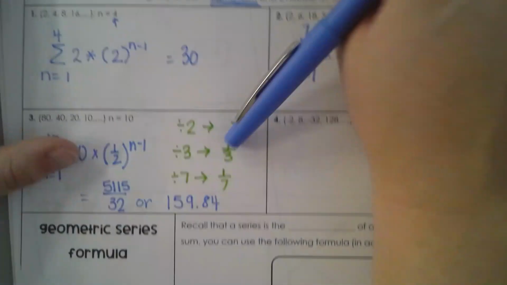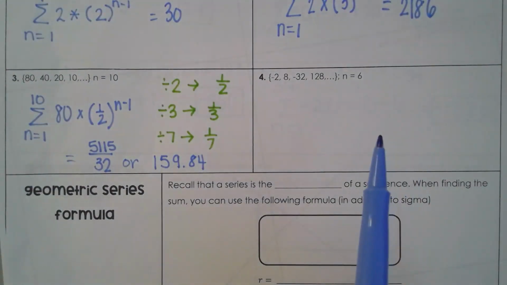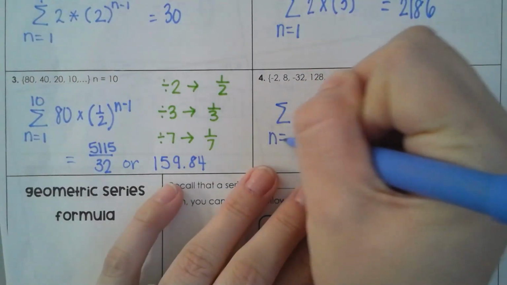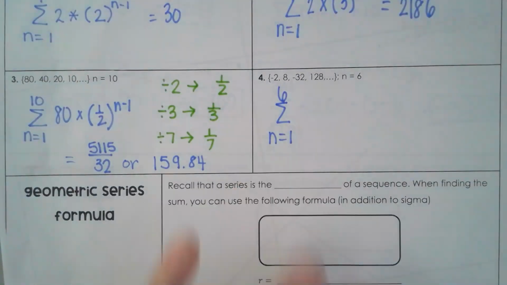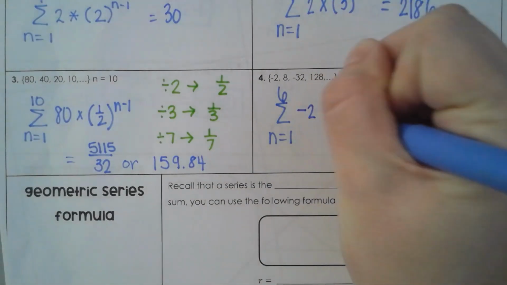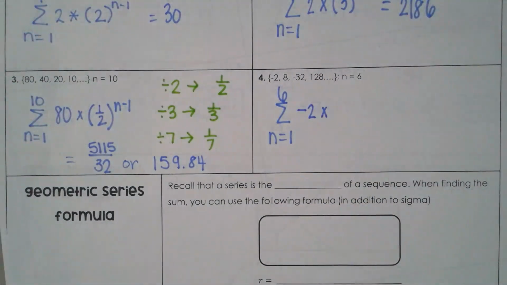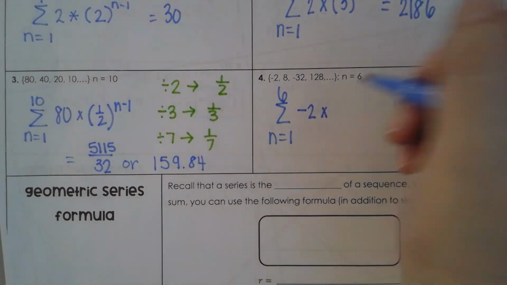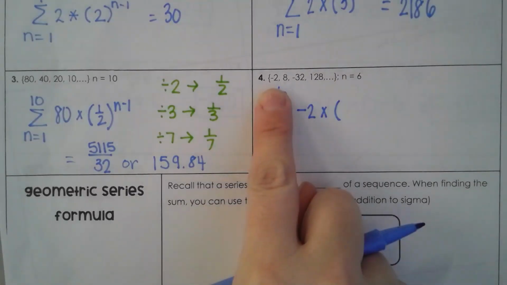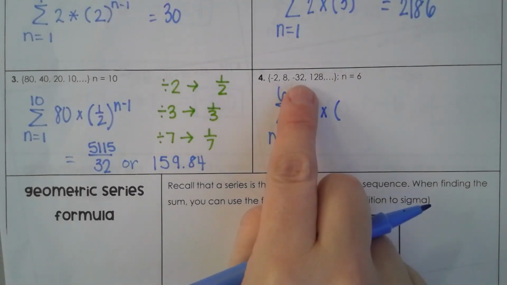Number 4, we're finding the sum of the first 6. So sigma from n equals 1 to 6. What's my A1? -2 times. What's my ratio? What do you multiply -2 by to get +8? -4.